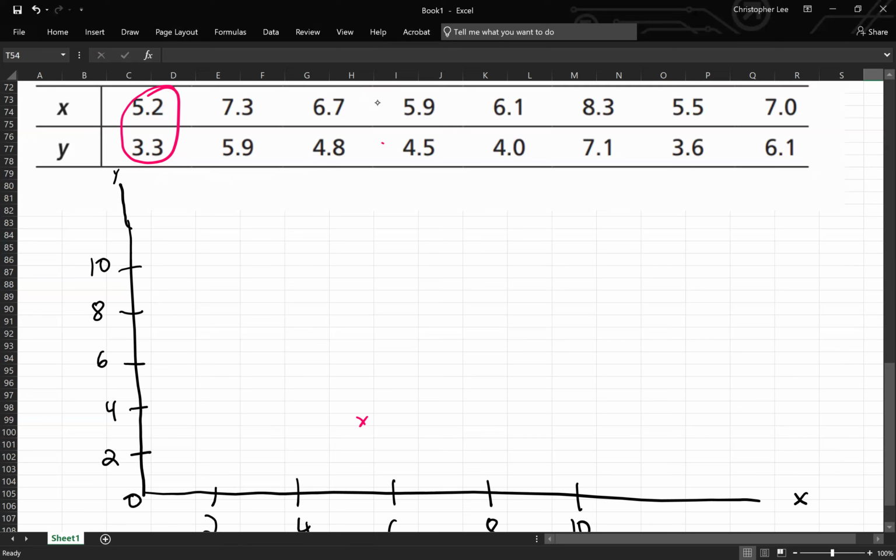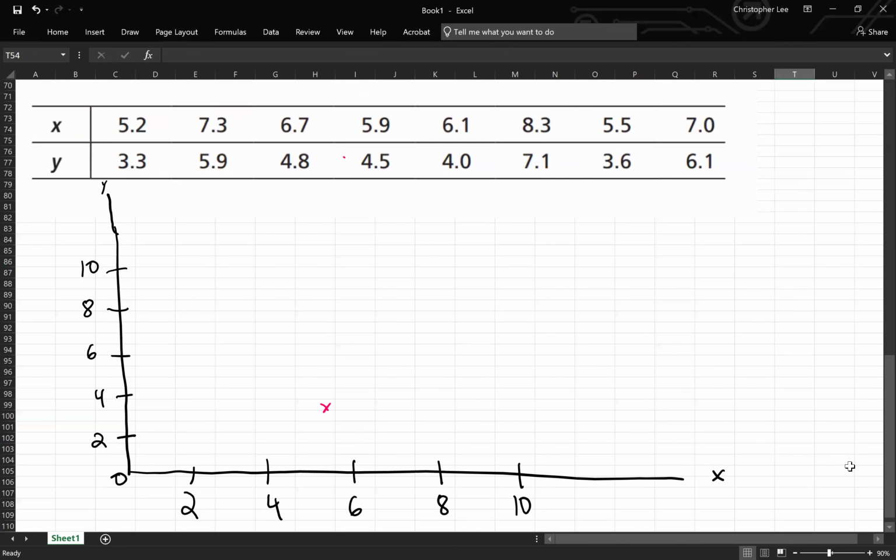Next one, I got 7.3, 5.9. So when you say 5.2 for X, that doesn't have anything to do with the Y, correct? That is our test point. So for the X, I go across the 5.2, let's say right here, and I go up to where I believe the 3.3 will be. And that's it.